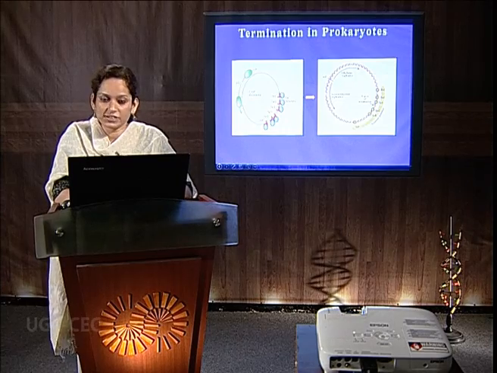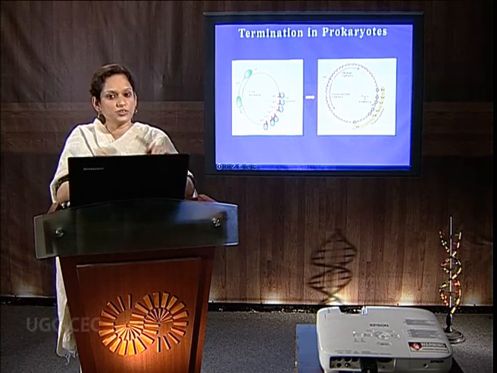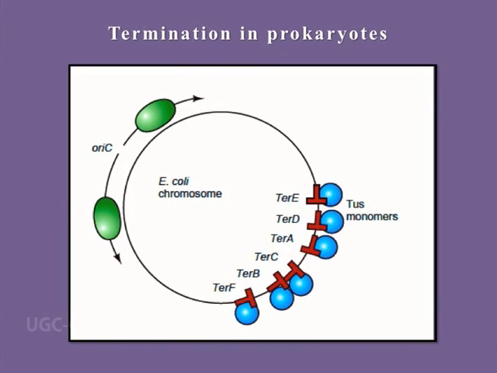Let's see how the termination occurs. So, the DNA is replicating and now it has reached the ends. This signals or triggers termination. How does it trigger? Now, the termination in prokaryotes, if we look into this diagram, we find there are TER sites. These TER sites are the termination sites, and these are 22 base pairs long. These sites are recognized by TUS monomers.